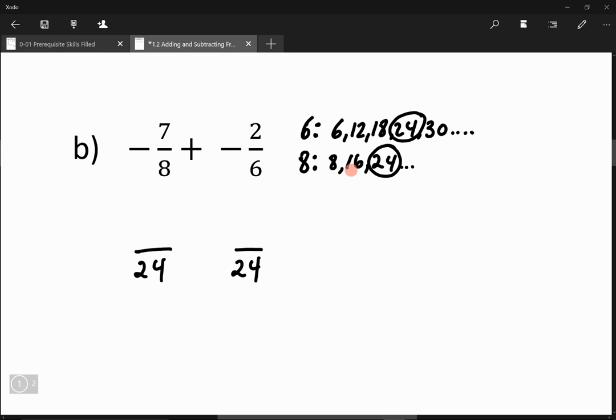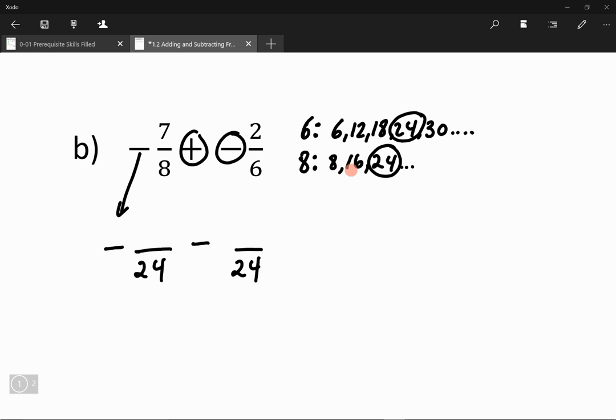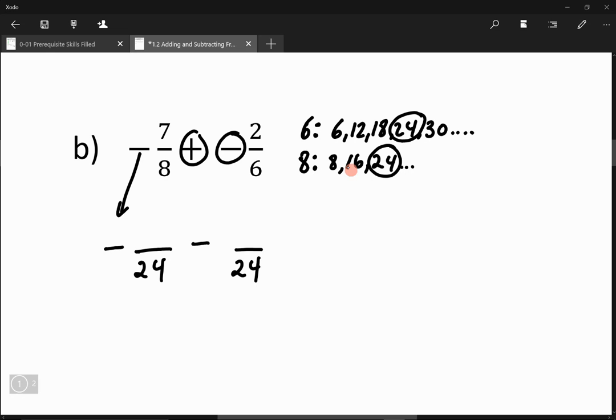Okay, so I have a minus sign here from that. The plus minus will become a minus. Opposite signs become a minus. Now, to go from 8 to 24, I multiply by 3. So 8 to 24 I multiply by 3. So I have to multiply the 7 by 3, and if I do that, I'll get 21.